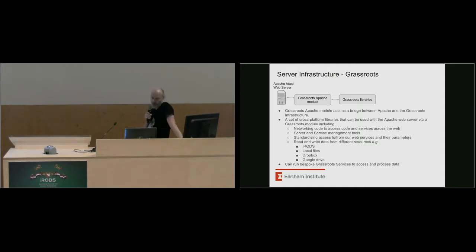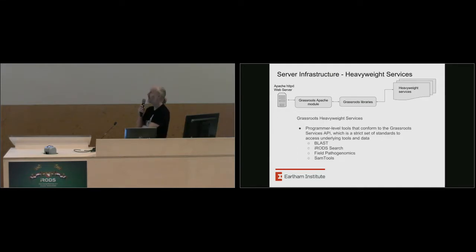The Grassroots libraries are kind of like the core boilerplate code that we try and make sure that developers don't have to reproduce. So it's lots of networking code and how we define our servers and services and parameters and trying to standardize all these. And also the ability to read and write from different data stores. So we have the ability to write local files, iRODS, Dropbox, Google Drive, and so forth. So they're our core libraries.